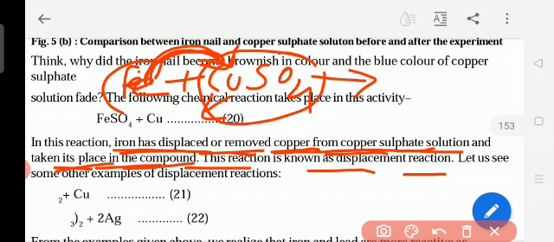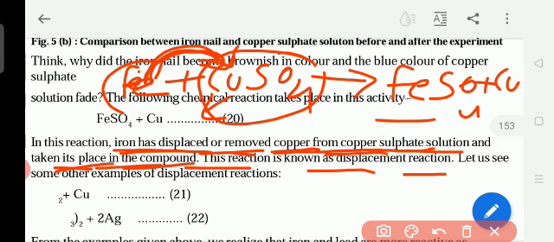Now you see Fe is coming in the place of Cu. So we write as a result FeSO4 plus Cu, iron sulfate and copper. Fe means iron. So displacement reaction means one element taking the place of another element in the compound or the solution. This is the solution, not the solid. Iron is the solid taking the place of copper. So we get the result as iron sulfate and copper. This is the displacement reaction.